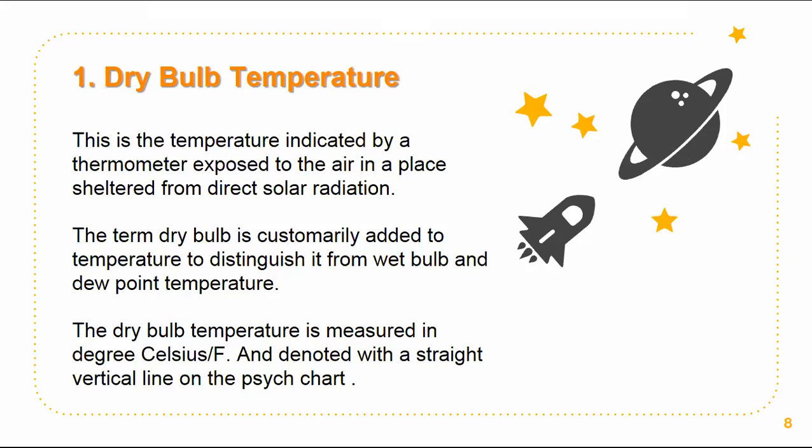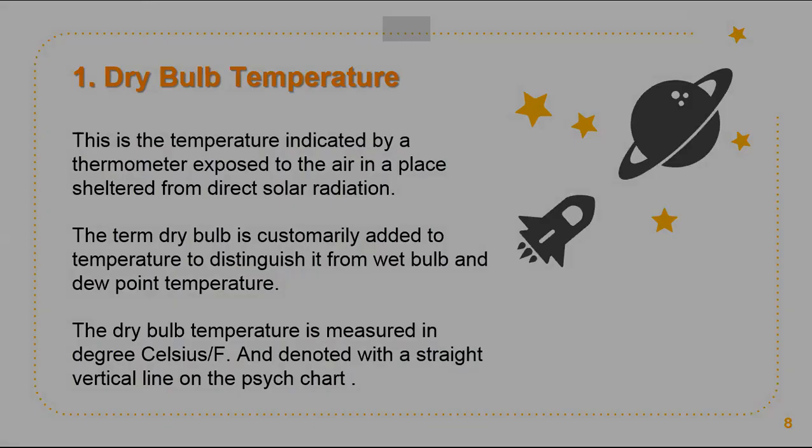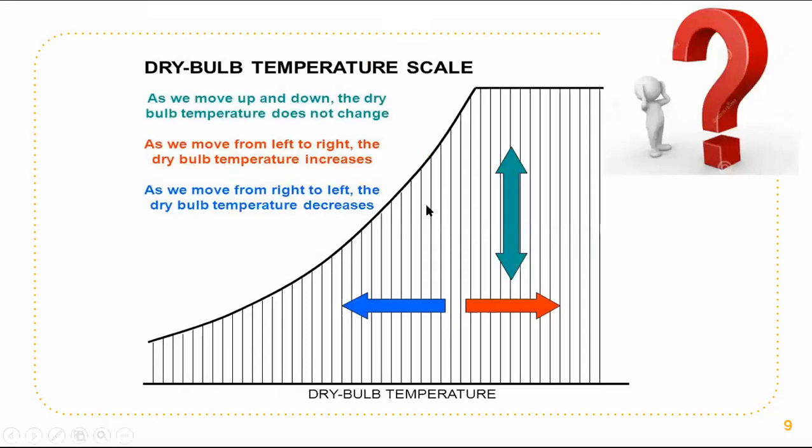So the dry bulb temperature can be expressed in Celsius or Fahrenheit and is denoted by a straight vertical line on your psychrometric chart. So I have here the representation of the dry bulb temperature. This is your dry bulb temperatures, all the vertical lines that you see. When you go to the left, the dry bulb temperature decreases, so it's a cooling process. And when you go to the right, your dry bulb temperature increases, and that's a heating process. When you go up, nothing happens to dry bulb. It's still the same dry bulb temperature.